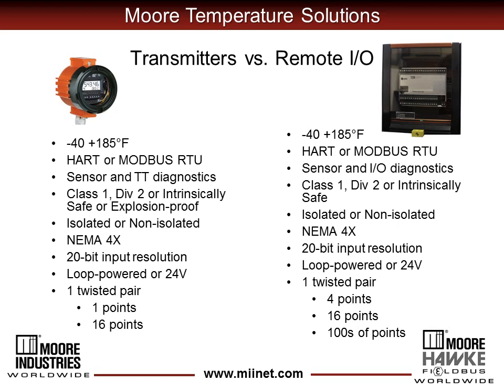When you use transmitters or I/O products, you still need short sections of extension wire between the sensor and these products. And in those cases, I recommend using special grade thermocouple wire to further minimize the error contribution by the extension wire.